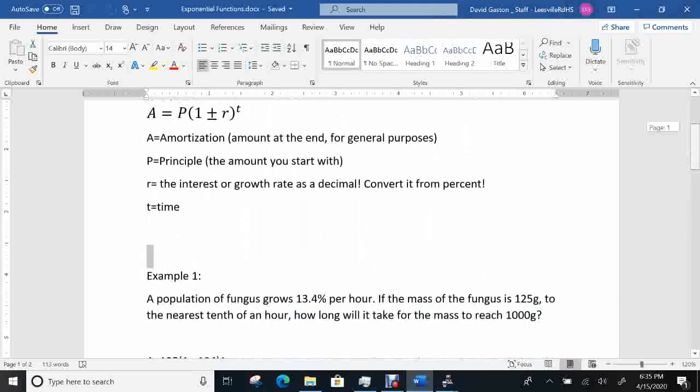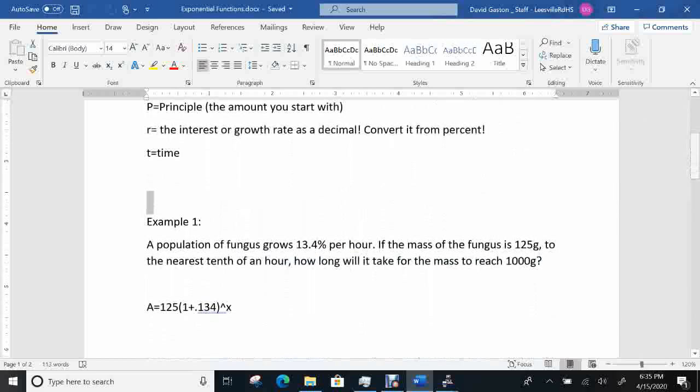So here we go. Here's our first example. A population of fungus grows 13.4% per hour. If the mass of the fungus is 125 grams, to the nearest tenth of an hour, how long will it take the mass to reach 1,000 grams? Now, I have the formula already completed there in front of you. We start with 125 grams. Because it is growing, it is plus, and it's 13.4%. So as a decimal, that is 0.134.